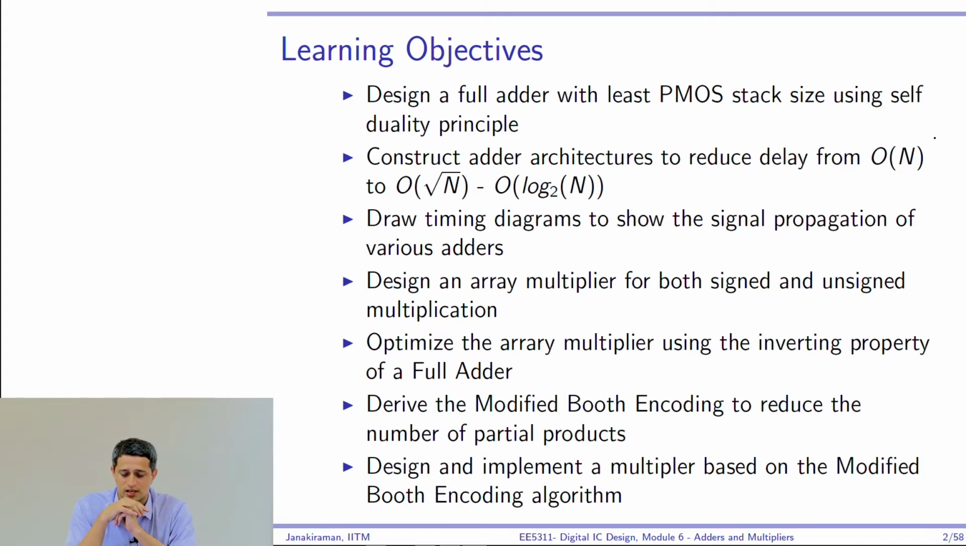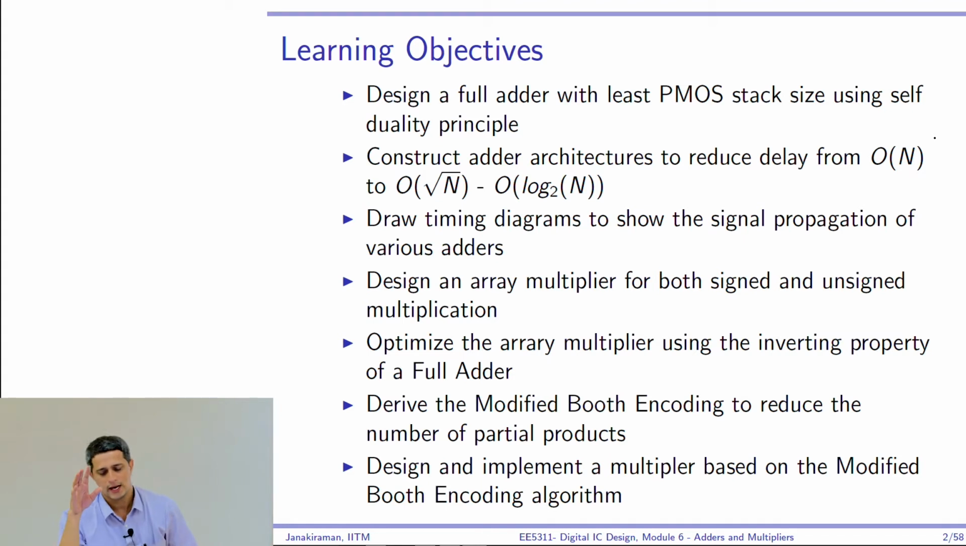Then you should be able to design an array multiplier for both signed and unsigned multiplication. So we'll also look at signed multiplication where the numbers will be represented in 2's complement form, right? So we look at the math behind the 2's complement multiplication. Then we'll see how an unsigned multiplier can be converted to a signed multiplier with very minimal modifications and the math behind it so that it is consistent, right? Then you should be able to optimize the array multiplier using the inverting property of a full adder, right? I'll deal with this today.